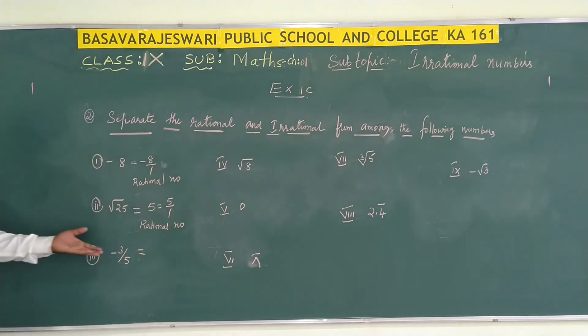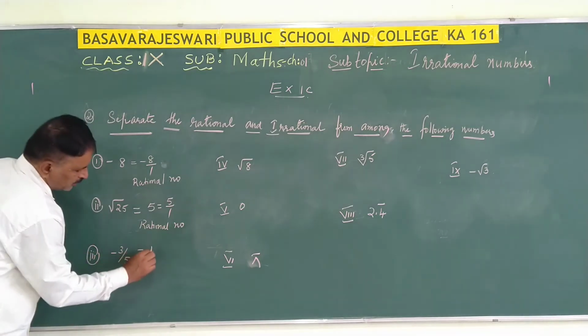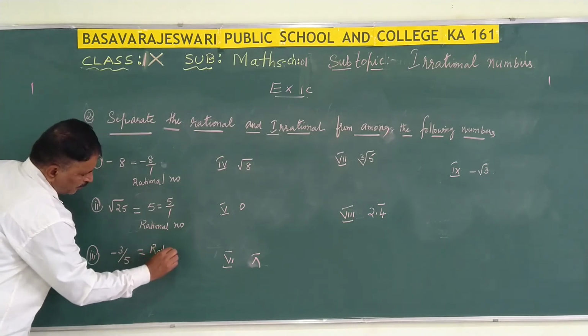Very clearly we know that minus 3 by 5 is a negative rational number. It is in the form of P by Q and Q is not equal to 0. Hence this is also a rational number.